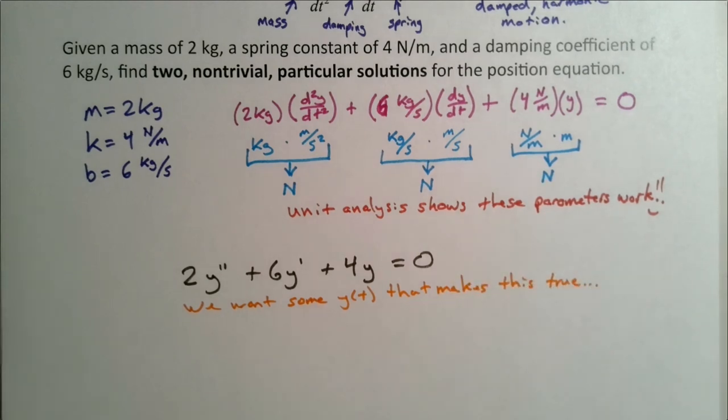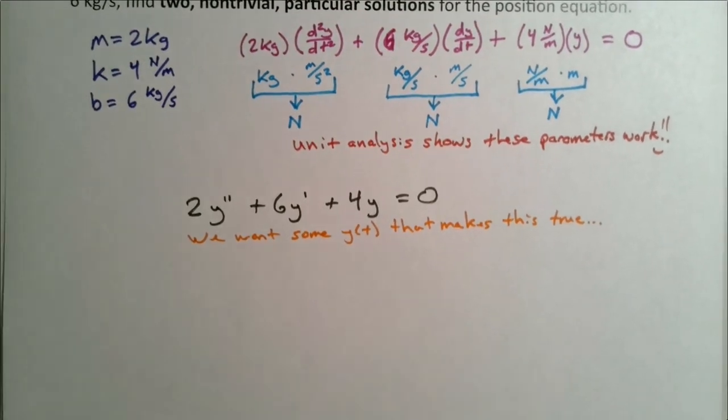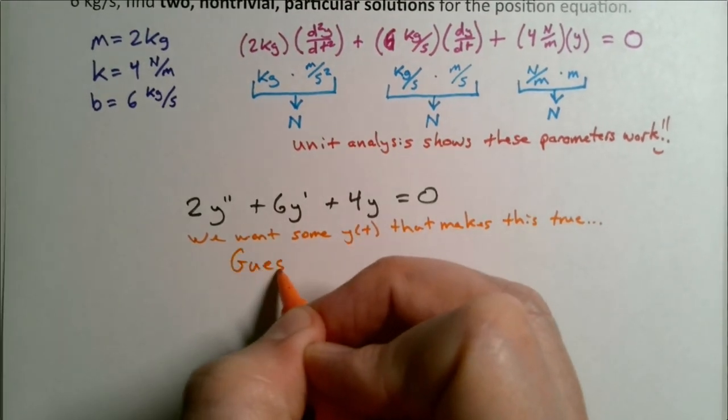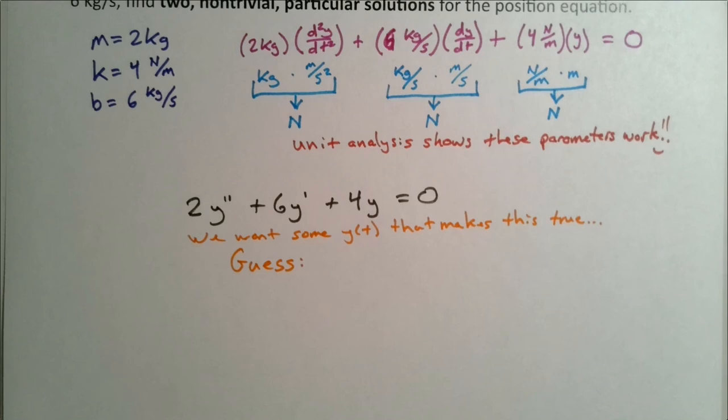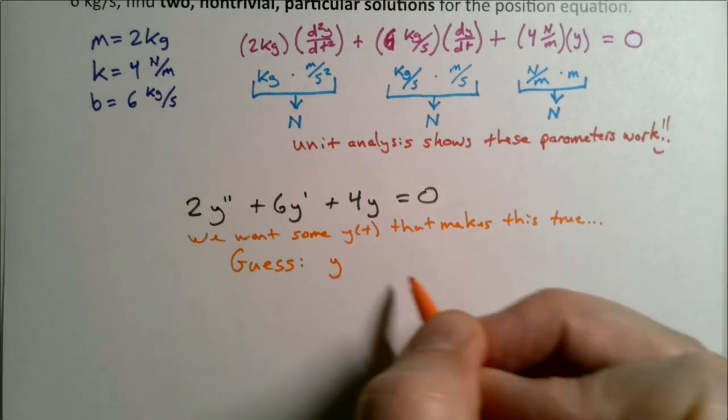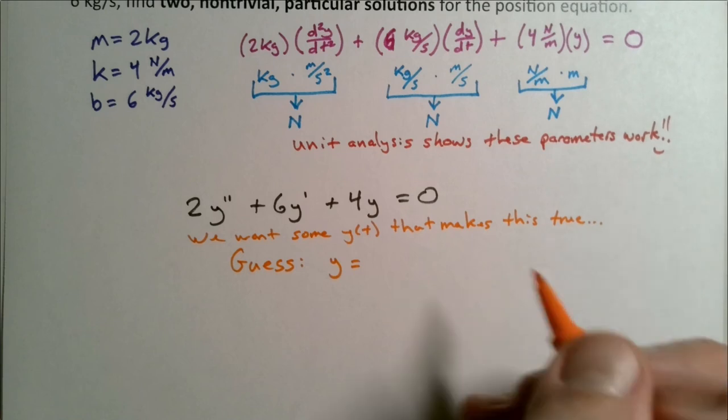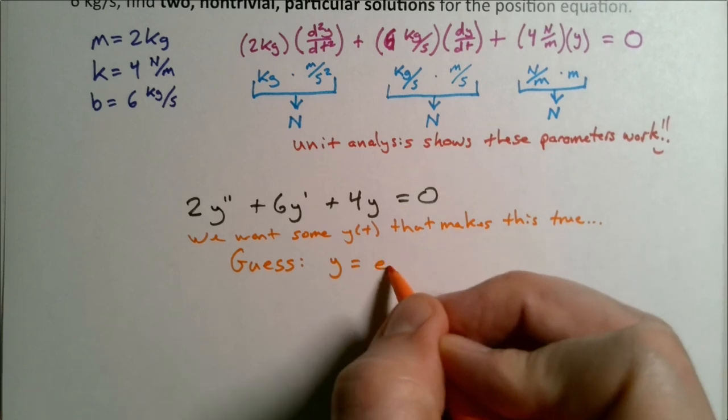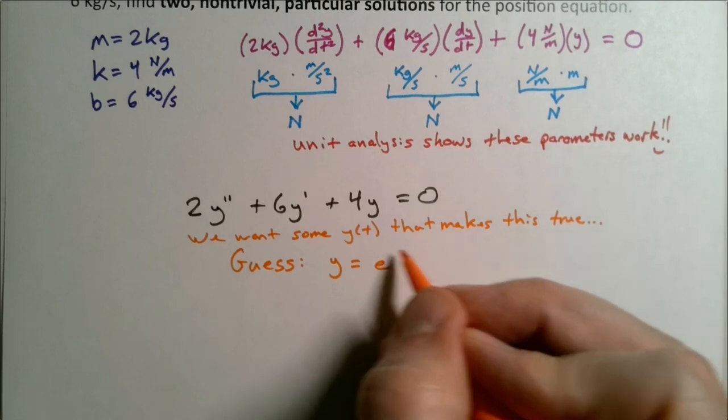And so we're going to try a guess. I'm going to scoot this up a little bit more, and we're going to try a guess. And since I've kind of avoided guessing up to this point, you're probably sitting there thinking, hey, what about an exponential? And you're absolutely right. An exponential is the way to go here. So I'm going to guess y equals some exponential e to the some power of t.